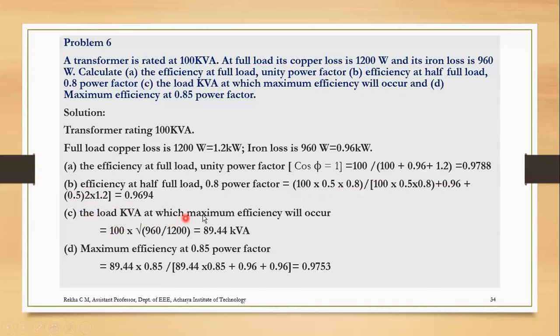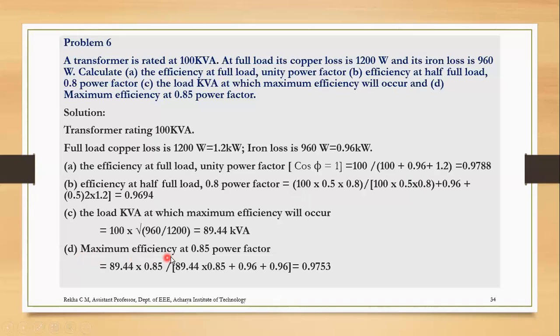The load kVA at which the maximum efficiency will occur: what is the formula for load kVA? It is kVA rating into square root of iron loss by copper loss. So we get 89.44 kVA, because here we have taken in terms of kVA. So your output kVA or load kVA also will be 89.44 kVA.